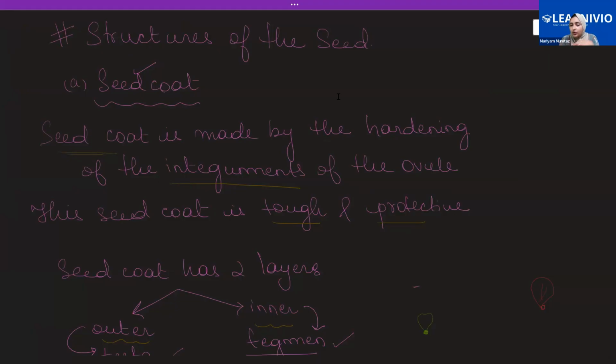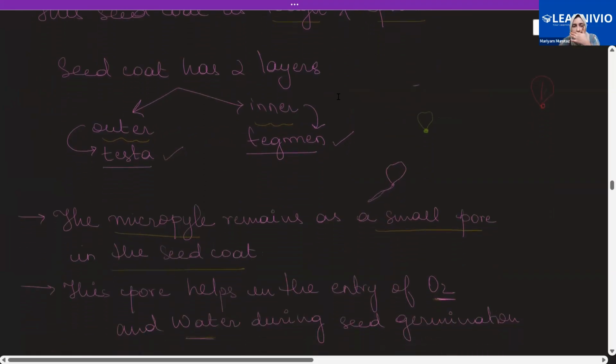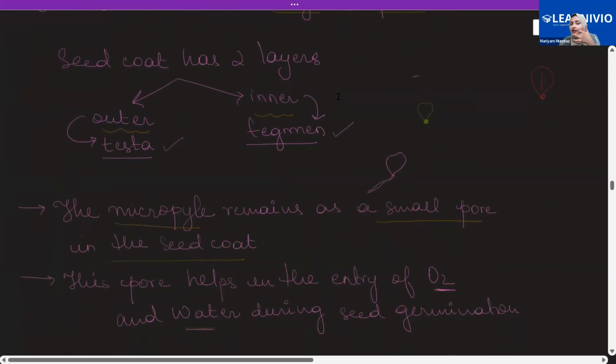Okay, so the seed coat is there, which is a tough and protective layer. And it has two layers, one is the outer layer, one is the inner layer. The outer layer is called the testa. The inner layer is called the tegmen.